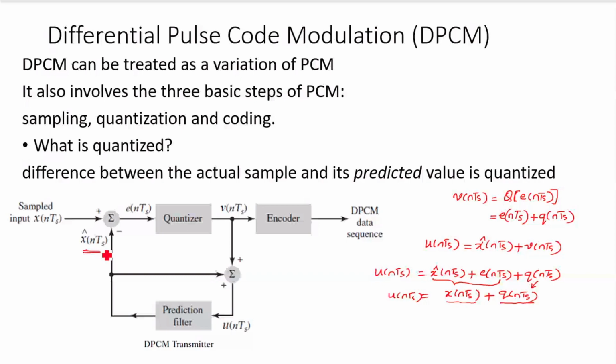So the input to the prediction filter is u of n into Ts, which is equal to x of n into Ts plus q of n into Ts.